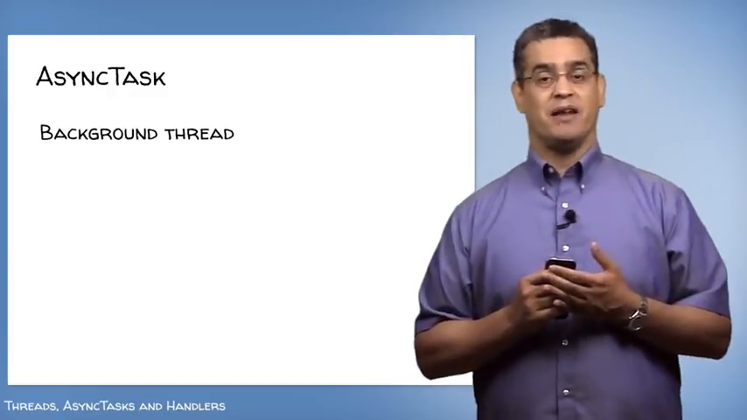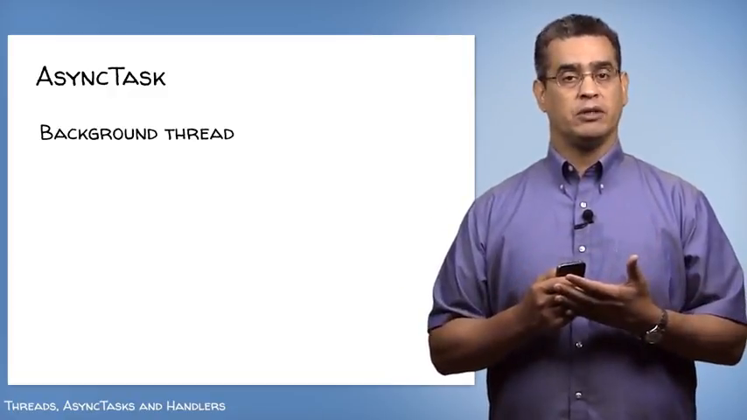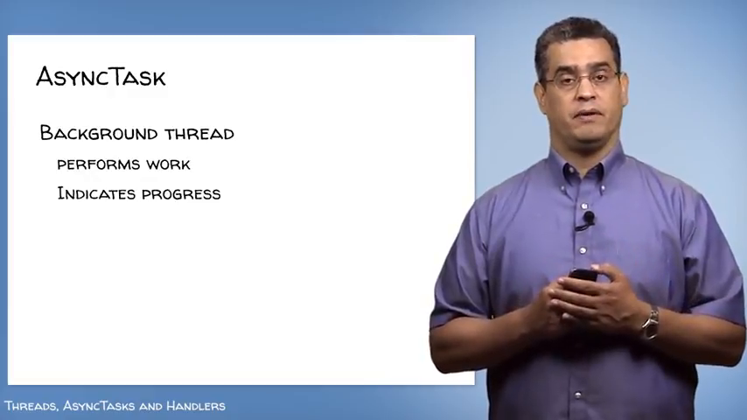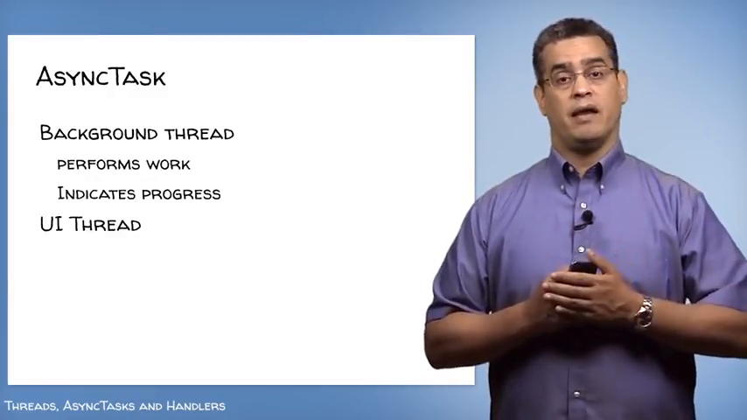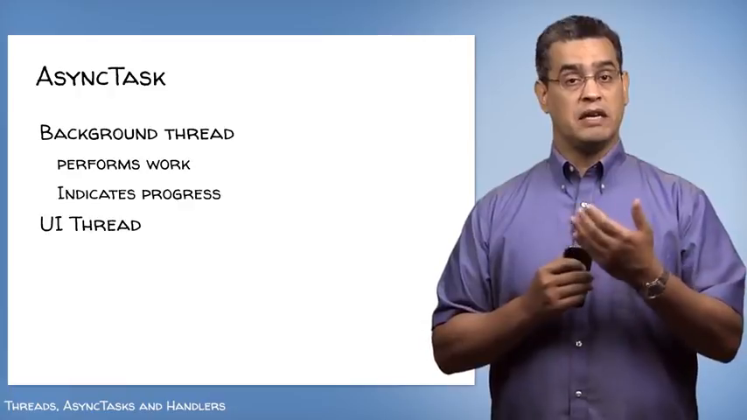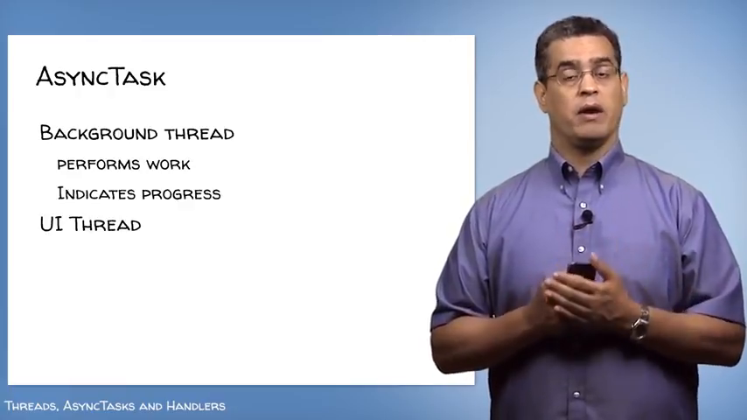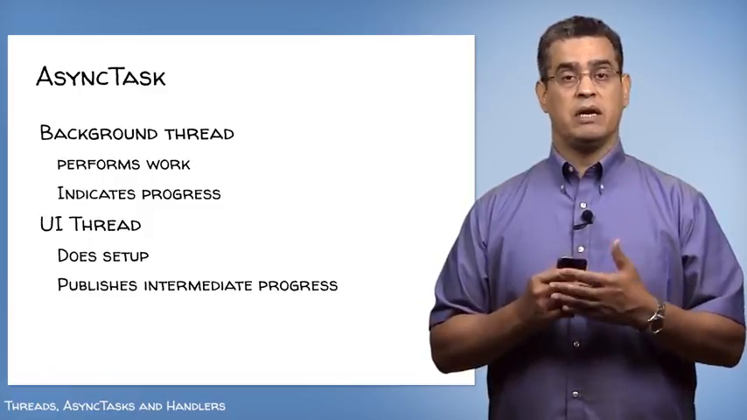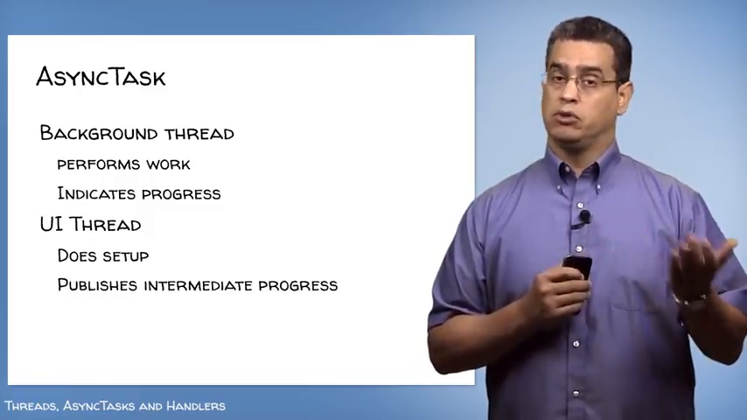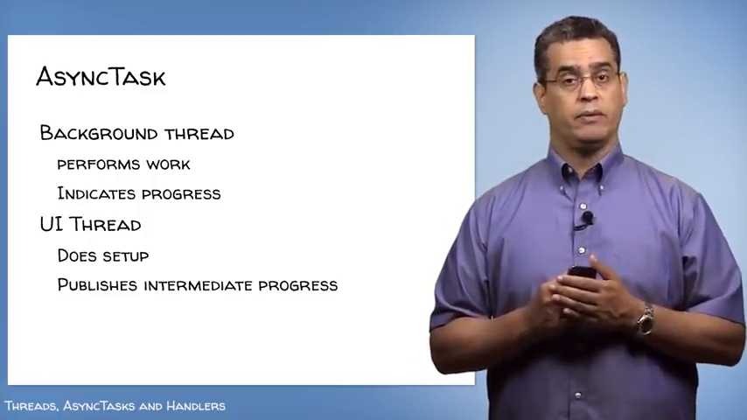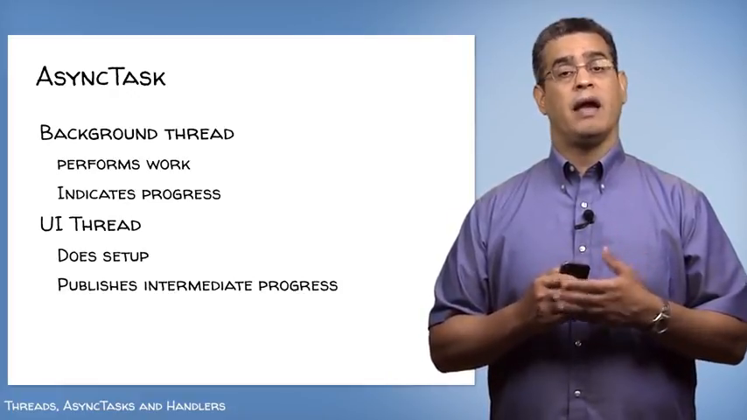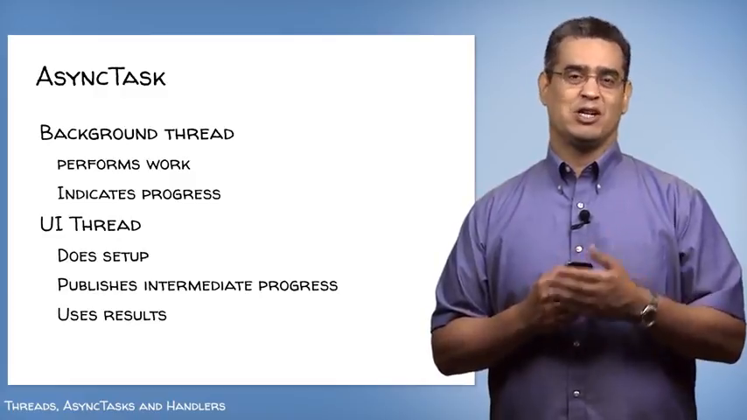The background thread performs the long-running operation and can optionally report its progress. The UI thread, on the other hand, is responsible for the initial setup of the long-running operation. It's responsible for publishing intermediate progress information, should the background thread report any, and it's responsible for completing the operation after the background thread has done its work.